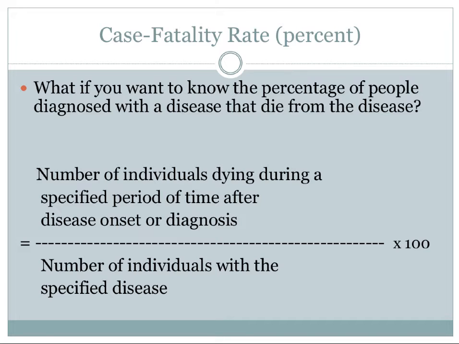To calculate case fatality, we divide the number of individuals dying during a specified period of time by the number of individuals with a specified disease, and not by the entire population who are at risk, like we did with mortality rates. And again, notice that this is a percent, so we multiply by 100 and not by a base.